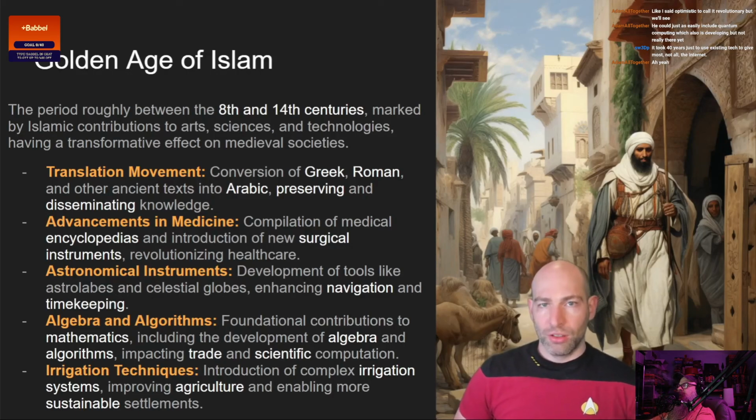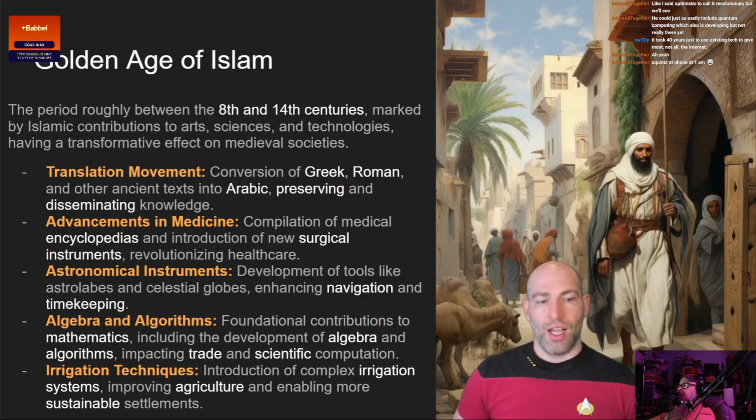Algebra literally is an Arabic word. The geometry and algebra that the Arabic scholars contributed in the Golden Age of Islam still underpins all of science and engineering today. So again, it's been one long continuous thread basically around the Mediterranean.